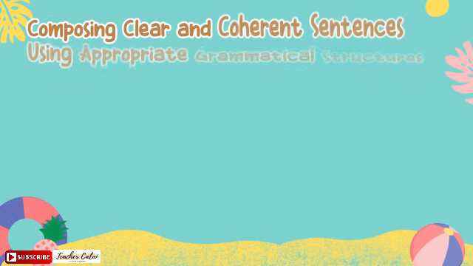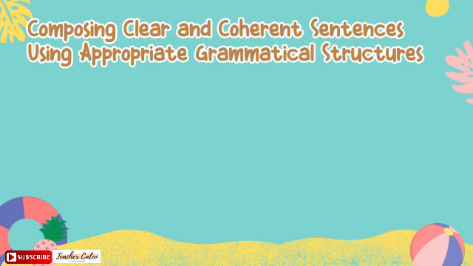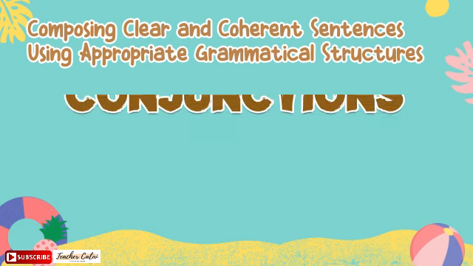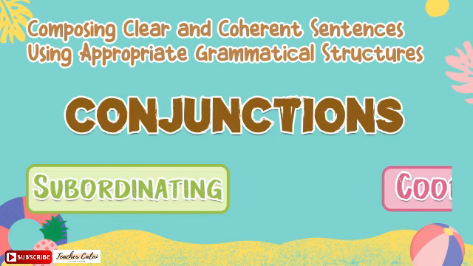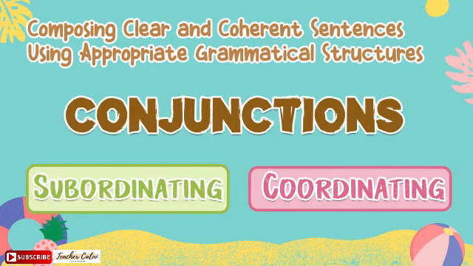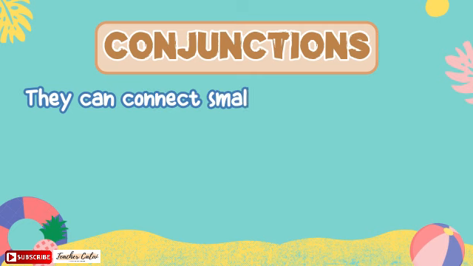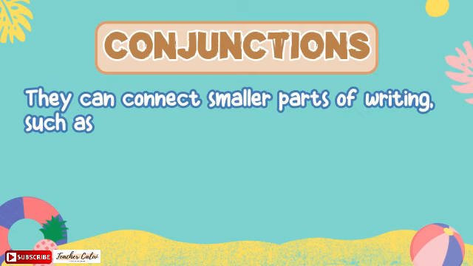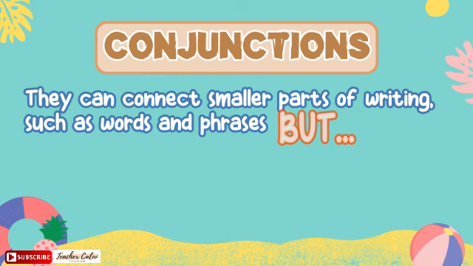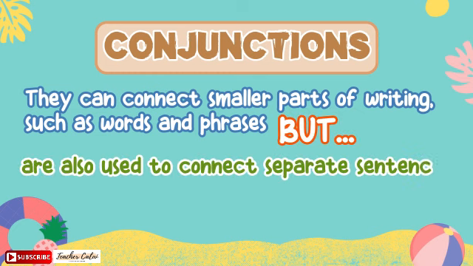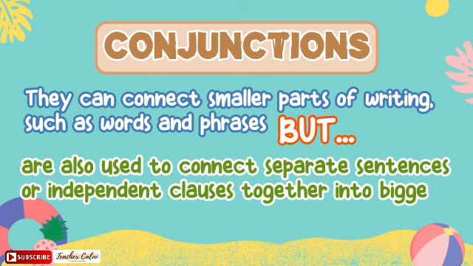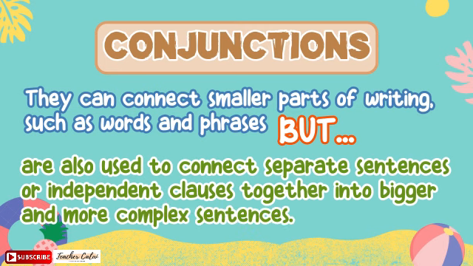Hi! For today's video, we are going to learn how to compose clear and coherent sentences using appropriate grammatical structures such as subordinating and coordinating conjunctions. Before we continue, it must be clear to us that conjunctions can connect smaller parts of writing such as words and phrases, but they are also used to connect separate sentences or independent clauses together into bigger and more complex sentences.